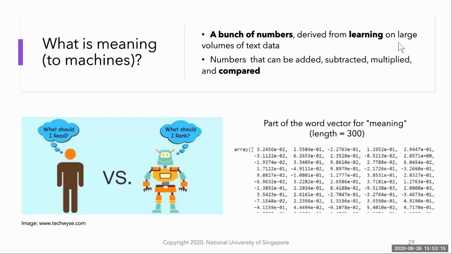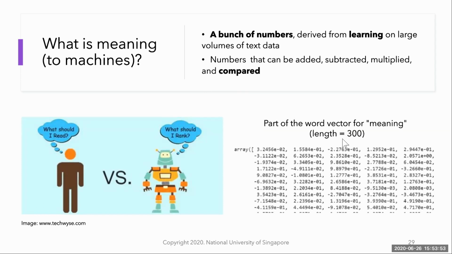But the key is it's still on large volumes of text data, because otherwise the numbers are going to be random. If you are just using one or two texts, they're only going to represent the meaning from those one or two text files. So you need to give it as much generalization as possible. And numbers are good because they are useful for machines. You can do arithmetic on them, you can find direction and magnitude, you can compare them, and you can rank them. So you can rank words based on meaning and similarity.